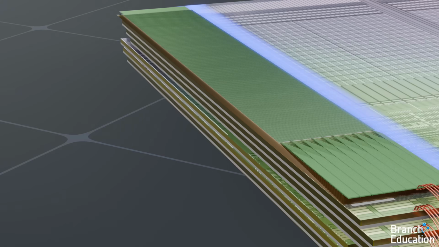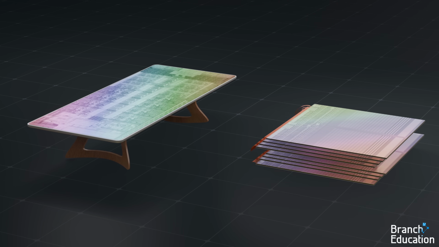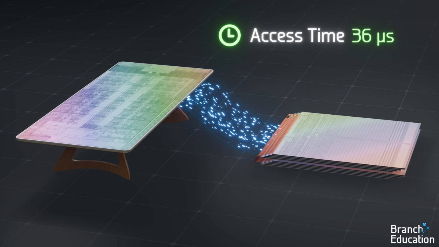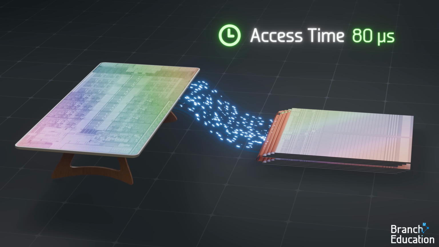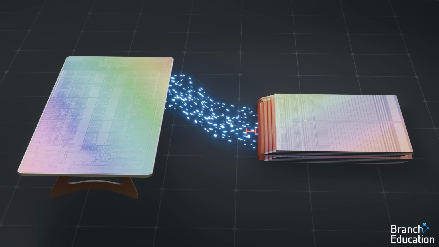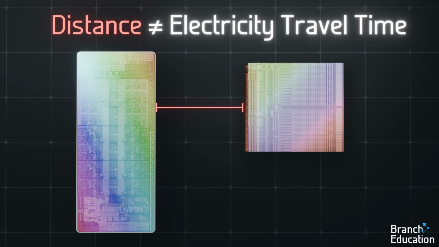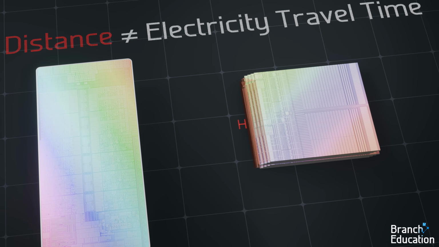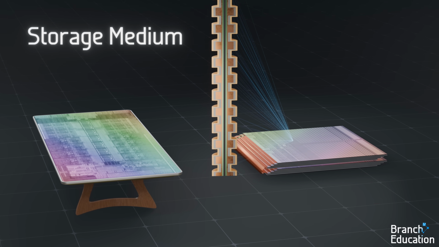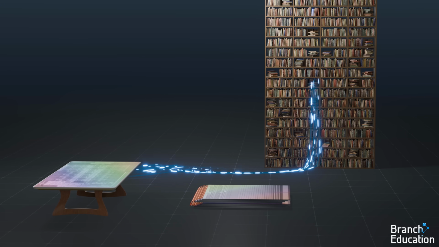It's important to note that even if a CPU core were placed directly next to the array of CTF memory cells, the access time would still be close to 80 microseconds. Therefore, it's important to clarify that in our visualization, the distance between objects isn't the time it takes electricity to travel, but rather access time is determined by the limitations of the storage medium itself. And, in a way, you can think of it like the time and effort required in reaching books on a very tall bookshelf.